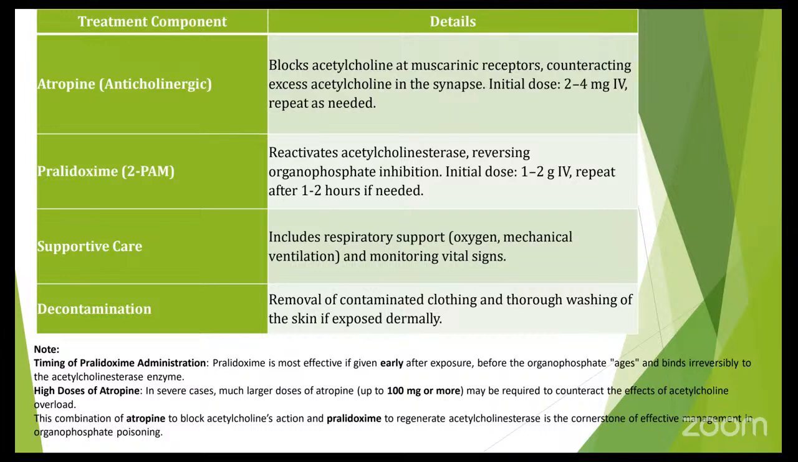And this combination of atropine to block acetylcholine action and pralidoxime to regenerate acetylcholinesterase is the cornerstone of effective management in organophosphate poisoning. So some model questions that you can expect from organophosphorus insecticides are: describe the mode of action of organophosphorus insecticides, what procedures should be adopted to treat OP poisoning, how does the activation of OPs take place during their metabolism, and what are the different reactions that bring about the degradation of organophosphorus insecticides. So these are general questions that you might get from this unit, organophosphates.